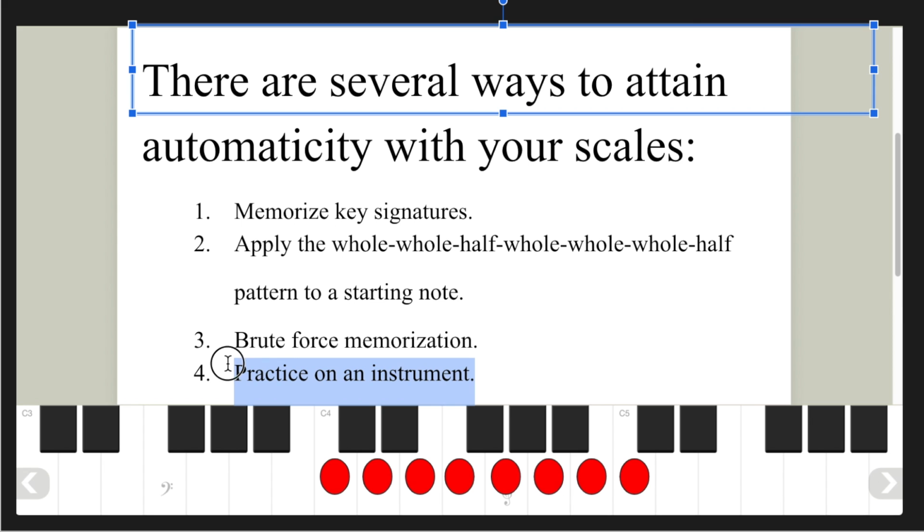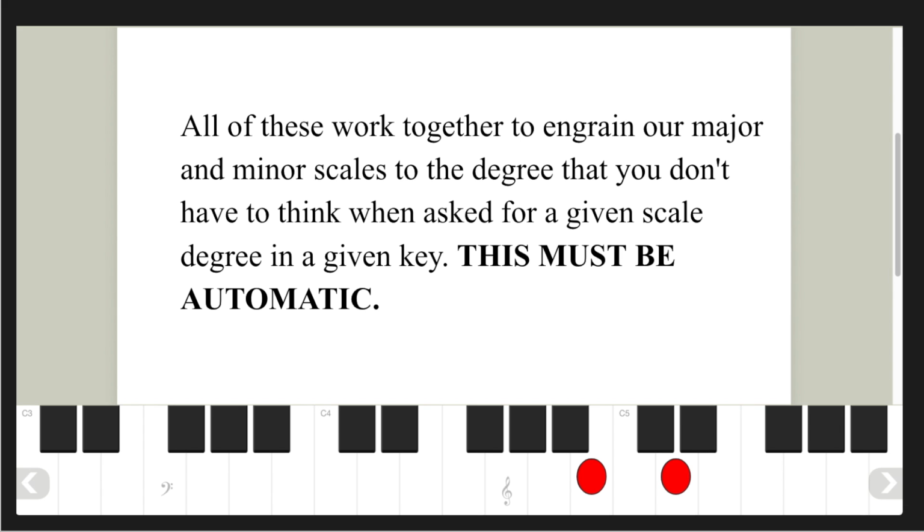And a fun thing is to practice, or I should even say, play on an instrument. You play on an instrument, play in different keys, move things around. That's why we're having you do your creative assignments in different keys. That ingrains the shape of these scales in a way that is special and very grounding. Okay, all of these work together to ingrain our major and minor scales to the degree that you don't have to think when asked for a given scale degree in a given key.